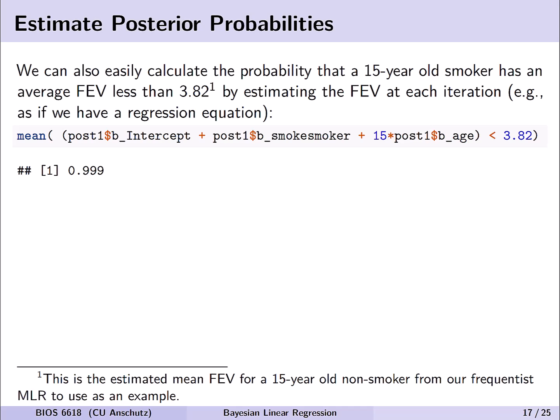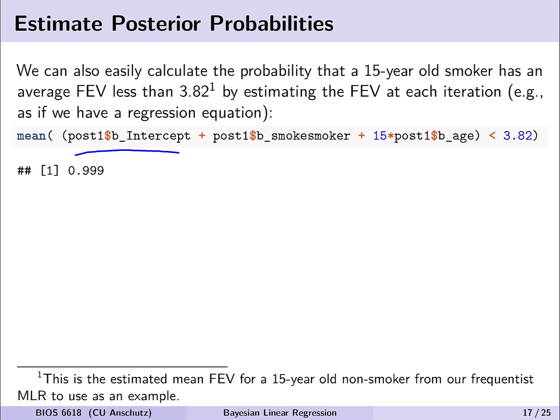We can also easily estimate the posterior probabilities for other types of combinations of our posterior variables or other manipulations. For example, since we're doing a regression model, we might be interested in testing a specific hypothesis that a 15-year-old smoker has an average FEV that is less than 3.82 by estimating the FEV from each of our 4,000 posterior iterations. In other words, it's like we're using 4,000 different regression equations, but estimating that to show the uncertainty across all of these values. Now, the 3.82 simply comes from the average expected FEV for a 15-year-old non-smoker from the frequentist MLR, to use as an example here.